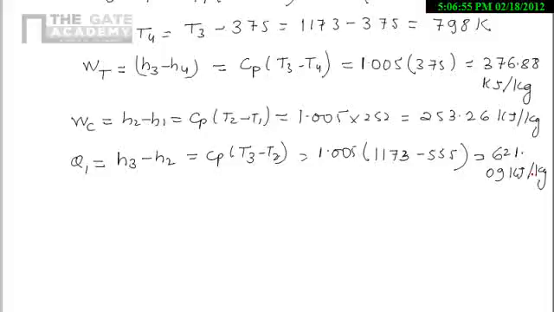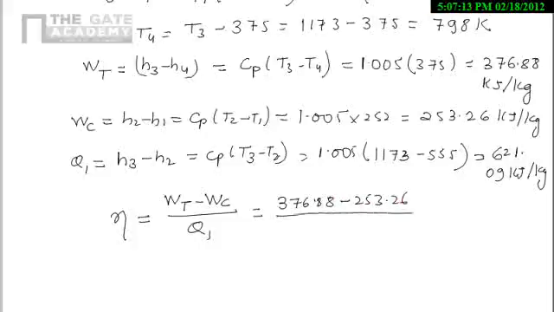So now let's calculate the efficiency. Efficiency is nothing but W net, which is WT minus WC, divided by heat addition, that is Q1. So 376.88 minus 253.26 divided by Q1, 621.09. So it will come 0.199, or we can say that 19.9% without a regenerator.